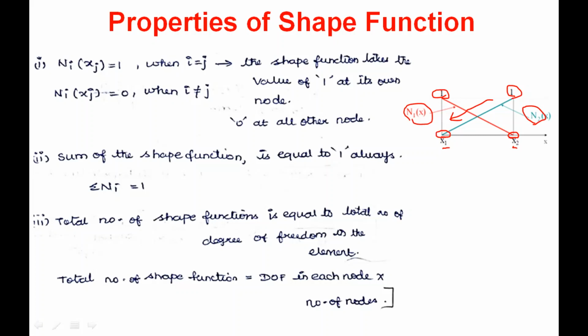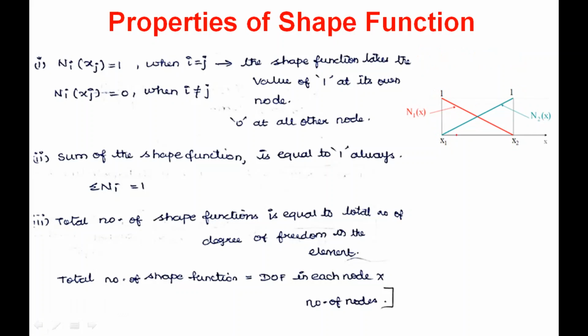Why are we assuming linear variation? Because we assumed a linear polynomial. I think you remember N1 and N2 are defined based on the polynomial a0 plus a1x. We assumed that linear polynomial. That is why the shape functions N1 and N2 also vary linearly. This is one important property.